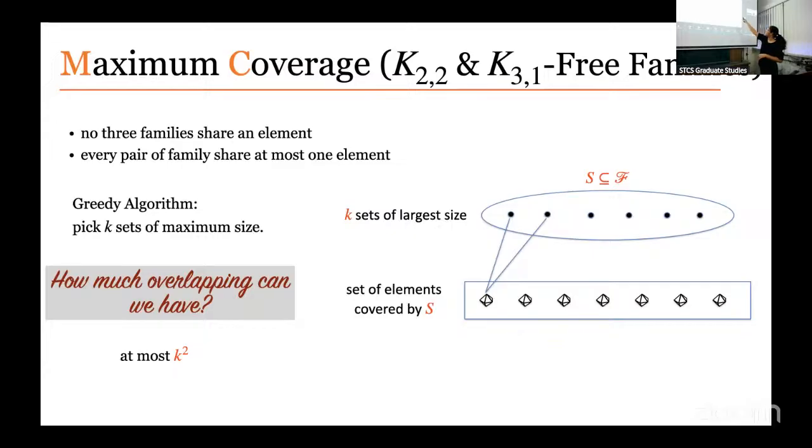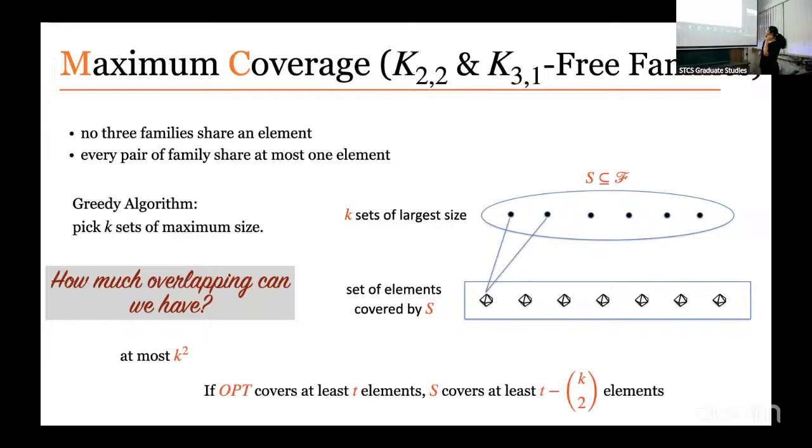Okay. So we can think that if there is an overlapping, I can put an edge. So how many edges can there be? K choose 2. So they can overlap at most K choose 2. So if opt covers at least T elements, I know that I will definitely cover at least T minus K choose 2.